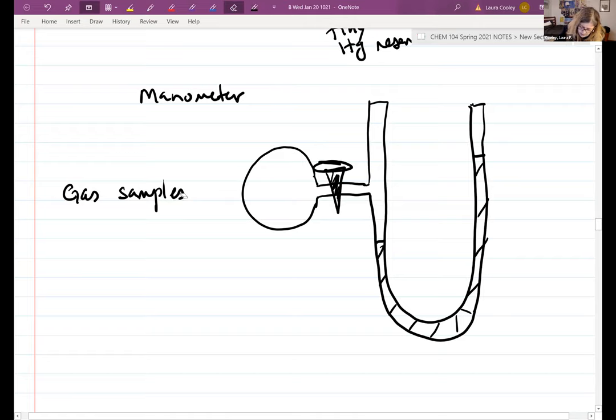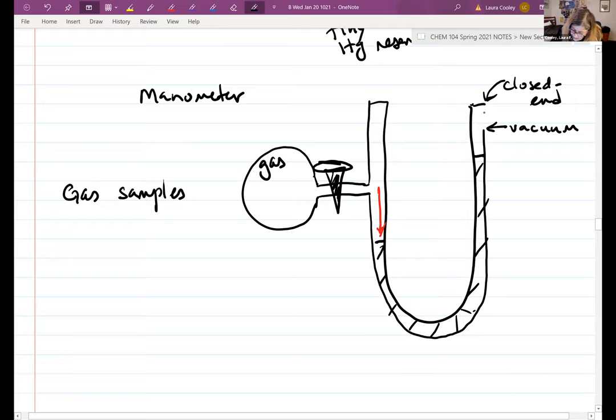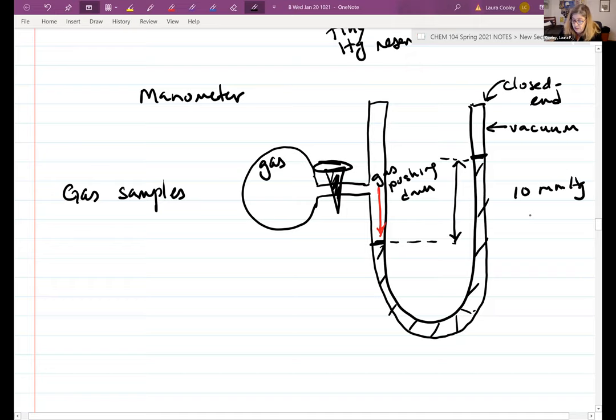And here's your gas sample in here. And this could be open or closed. I'm showing you a closed end manometer. What's in here is basically vacuum. There has to be a little bit of mercury vapor, but mostly there's nothing there. So you have a pressure exerted by the gas, and basically no pressure exerted by the vacuum, which is why the level is higher on the right and lower on the left, because the gas is pushing this down. In a manometer, the difference between these two heights, suppose this difference is 10 millimeters of mercury, you could convert that to atmospheres. The difference is the pressure of the gas.